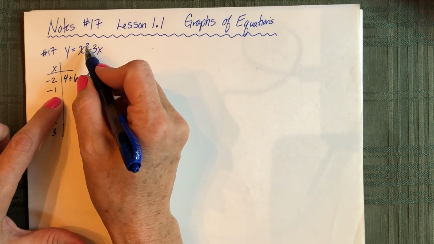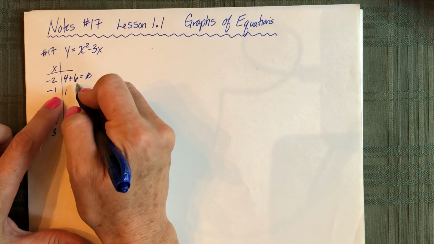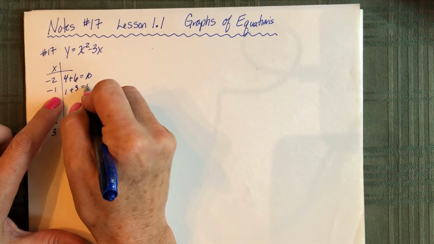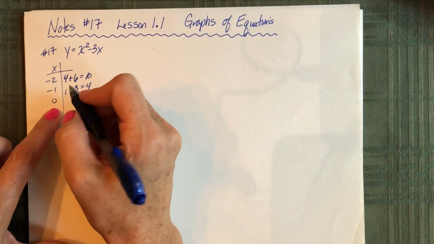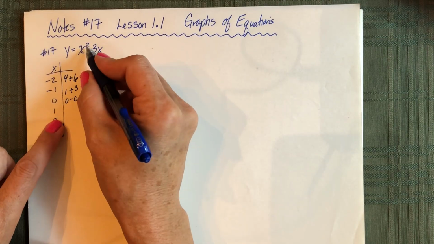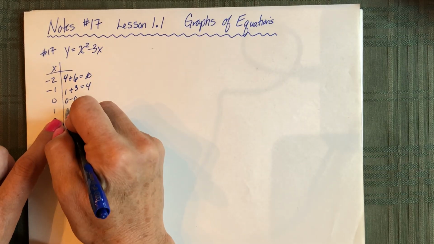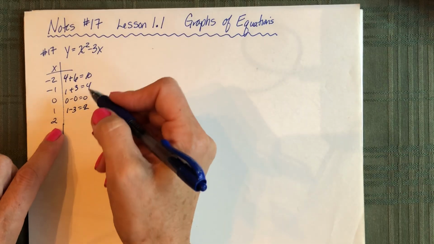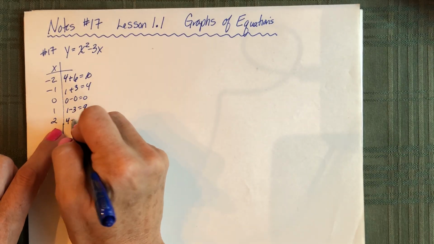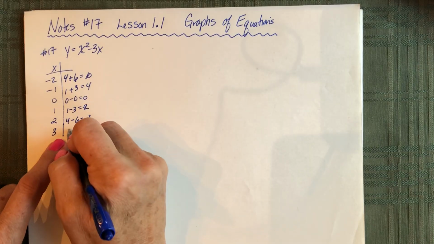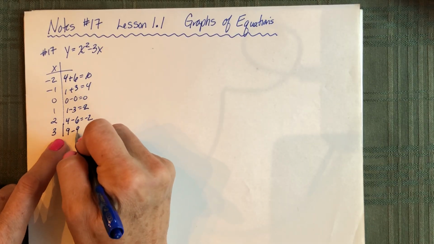-1 squared is 1. Well, -1 times -3, that's plus 3. That's going to give me 4. Put in a 0. We love 0. 0 minus 0 gives me 0. 1 squared minus 3 is -2. And then 2 squared would be 4 minus 6 equals -2. 3 squared would be 9 minus 9, which would be 0.